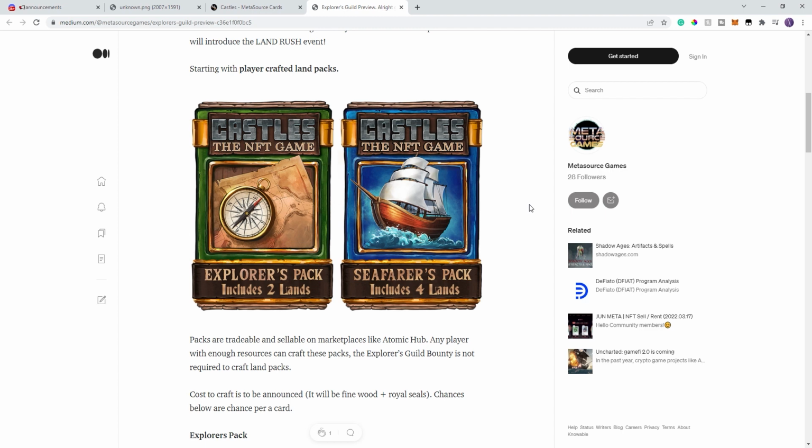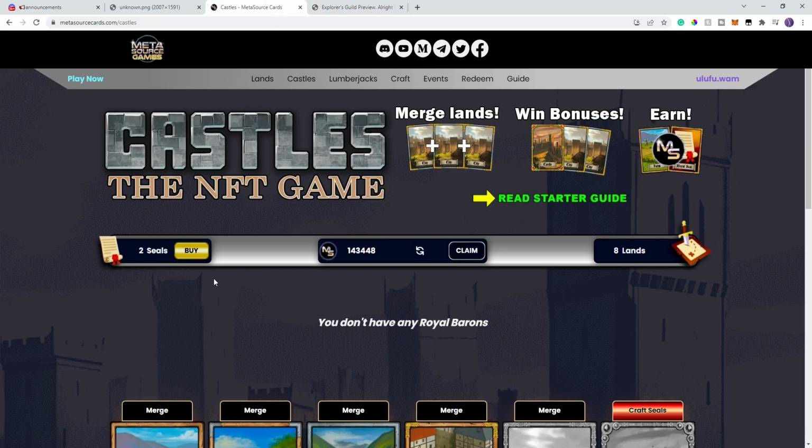They have not identified the cost of crafting these, but they did say it's going to be a combination of fine wood, which comes from your Carpenter, a previous crafting event, and your seals that you either buy on Nefty or you buy in game, and when I say in game, you buy right here in game.